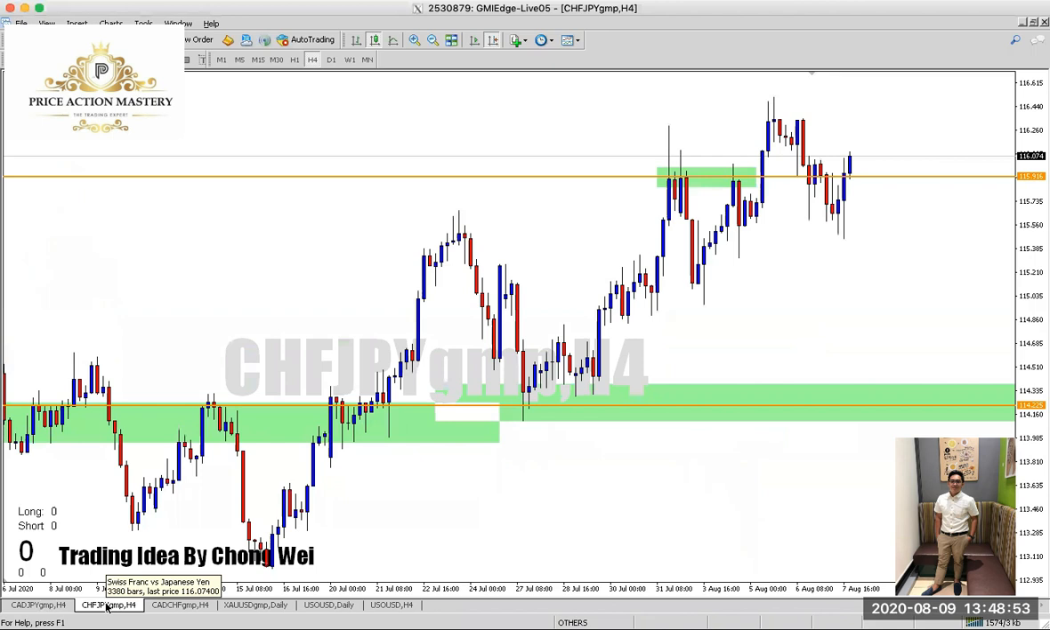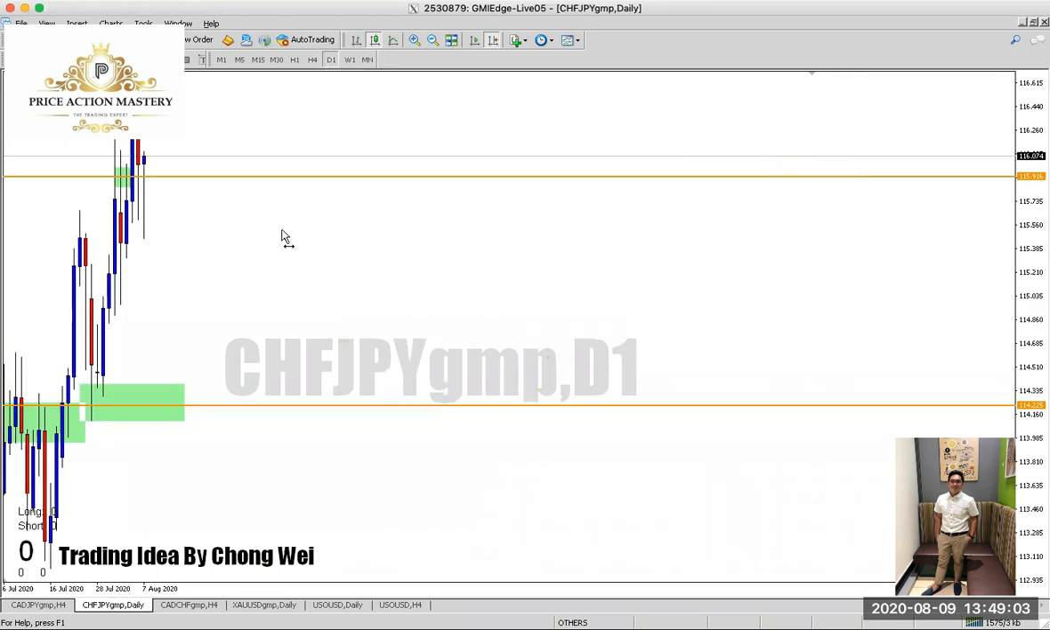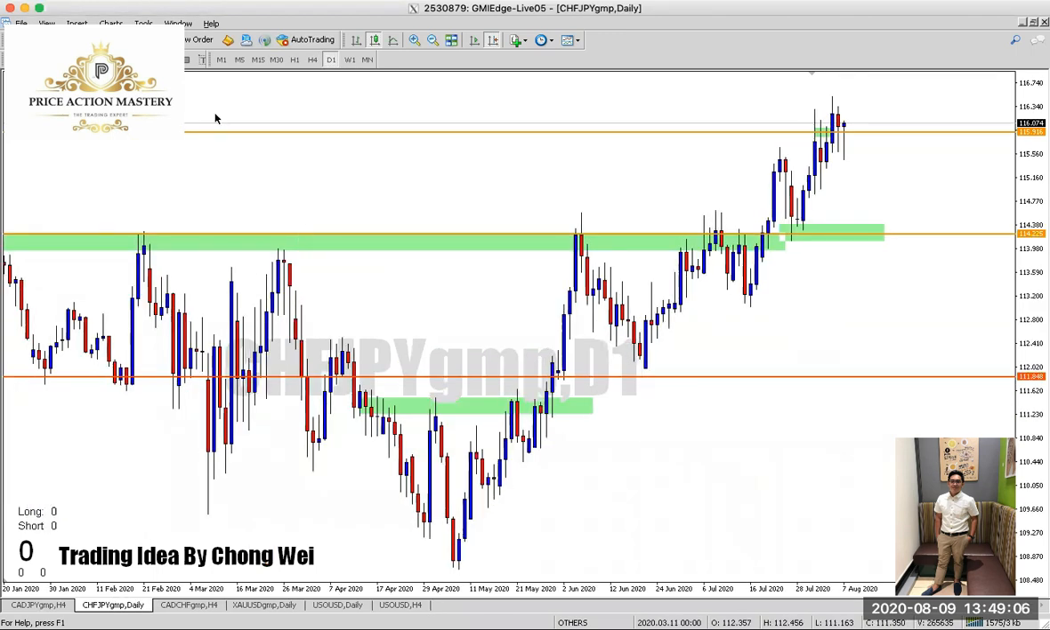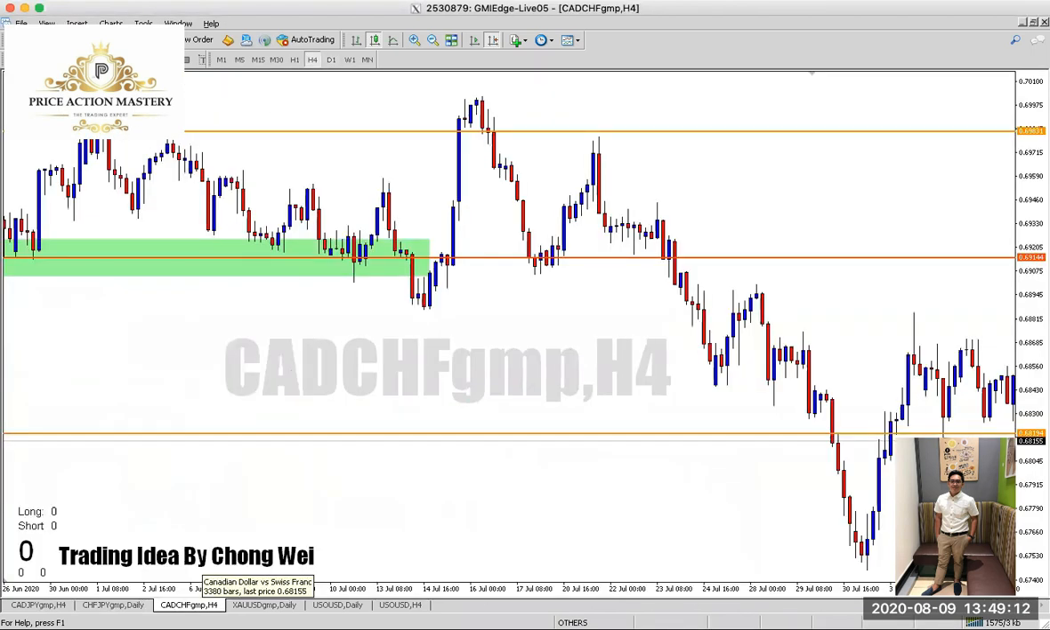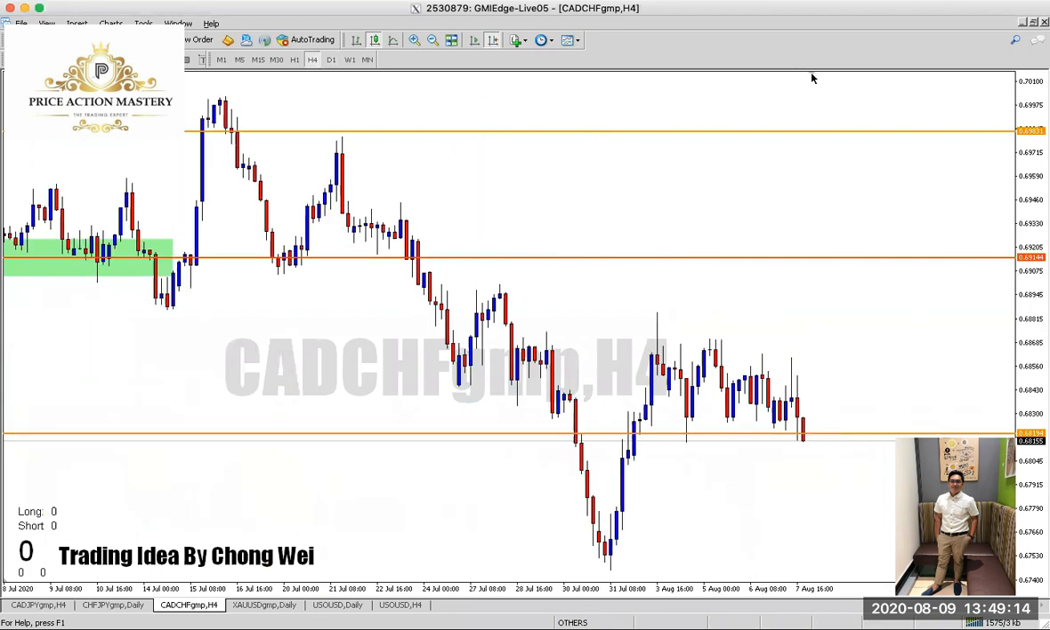Next will be CHF. As you can see, CHF is advancing, so those pairs with CHF will be showing weakening. CHF overall is up, up, up. So this is my key level to buy. CAD CHF is showing a range market.